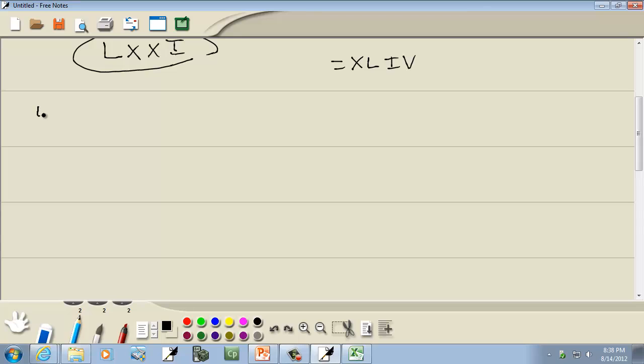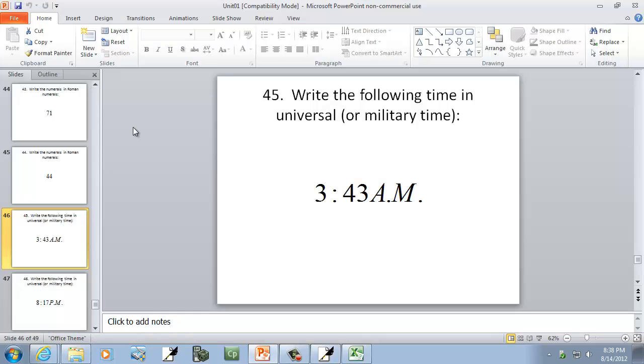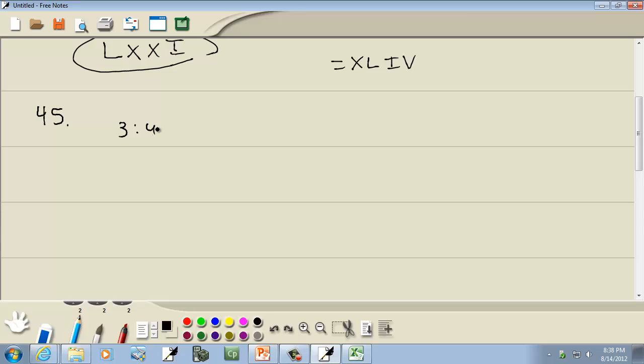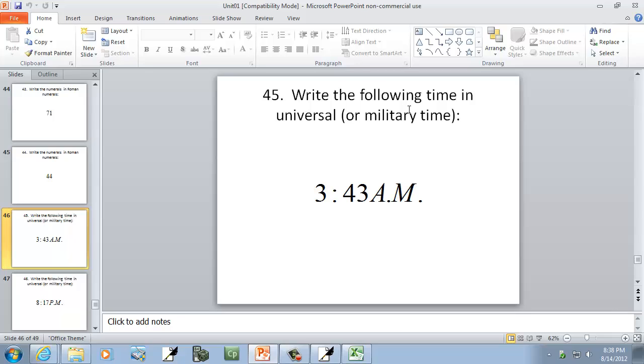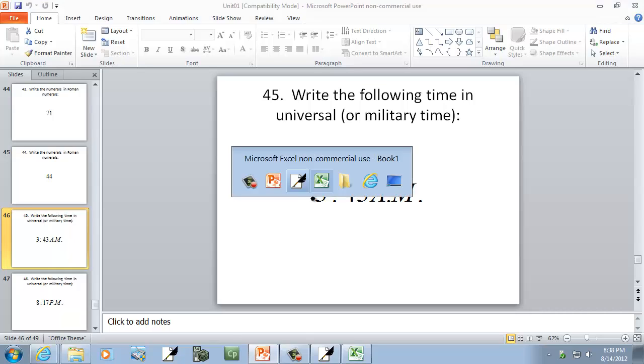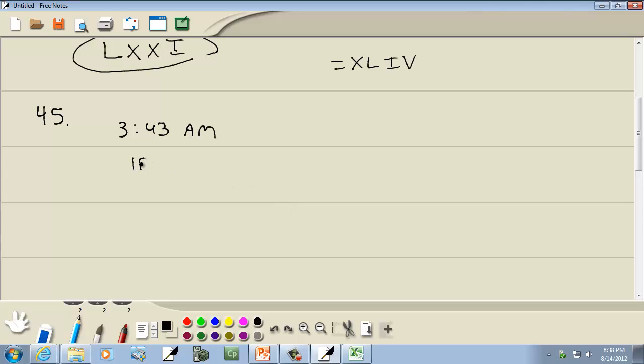Number 45. We got 3:43 a.m. Now we're going from, it says, right the following time in universal or military time. So this is our standard time we're used to, and we want to put it into military time. Now if it's AM, it's easy. Basically, you just keep whatever is here, drop the colon, put an extra 0 in the front if you need to. So that would be your answer.